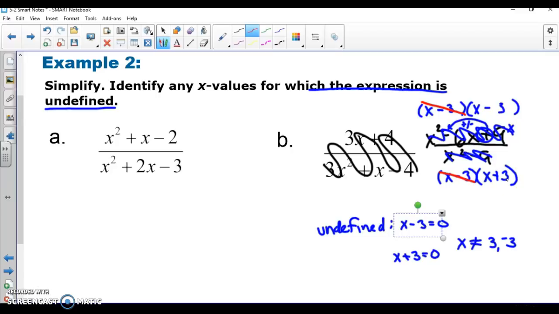Once you cancel as much as you can, to finalize your answer, you're just simply going to write what's left over. So in our numerator, we have an x minus 3. In our denominator, we're going to have an x plus 3. So that would be your final answer.